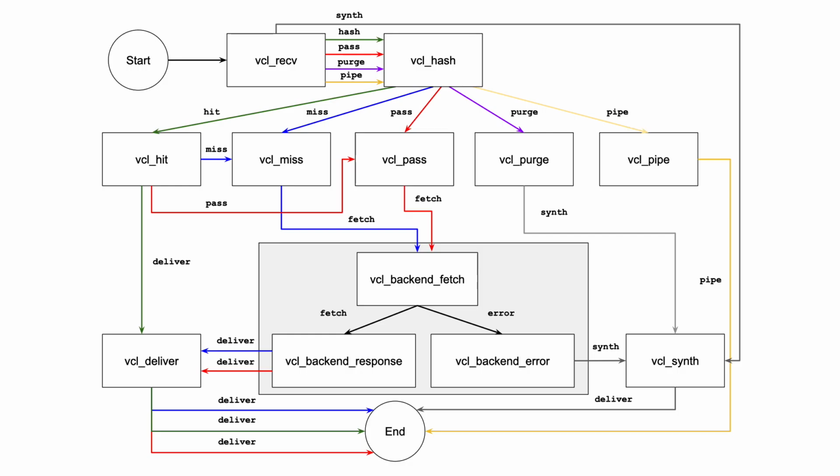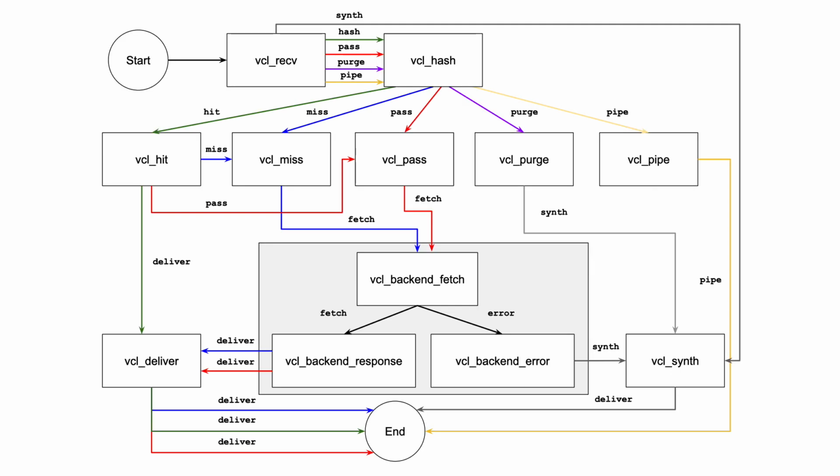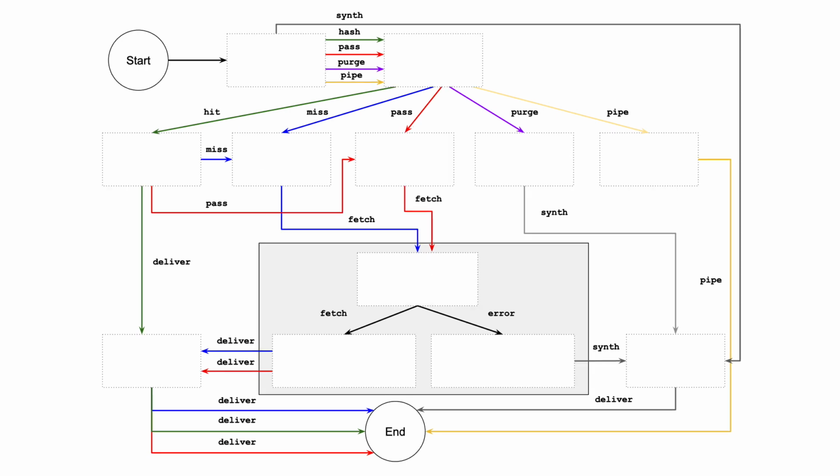But there's more subroutines, and they're all part of the so-called finite state machine, which describes the flow of actions within Varnish. Here's a diagram containing the full flow within the finite state machine. It has the different states, which are represented by subroutines, and these represent different parts of the execution flow. And the transitions between the various states happen through return actions, which you can see here.